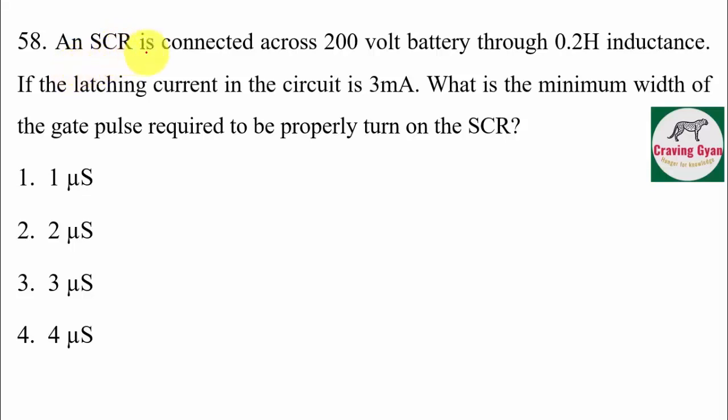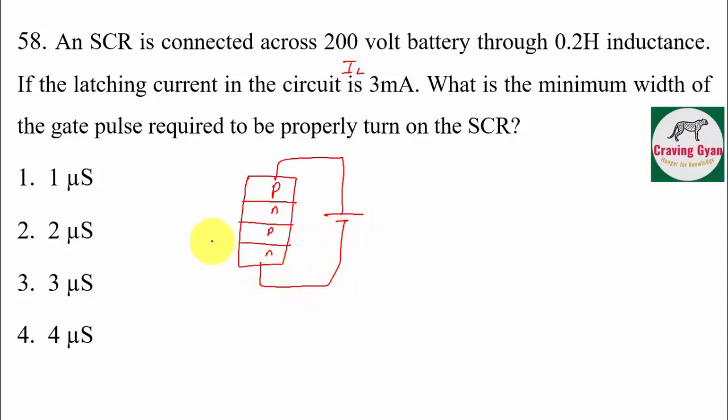Next question, an SCR is connected across a 200 volt battery through 0.2 Henry inductance. If the latching current in the circuit is 3 milliamperes, what is the minimum width of the gate pulse required to turn on properly? We know that in the case of an SCR you will be having 3 junctions, and it is made up of PNPN. How many terminals are there? You are having 3 terminals. One terminal is the gate, right?